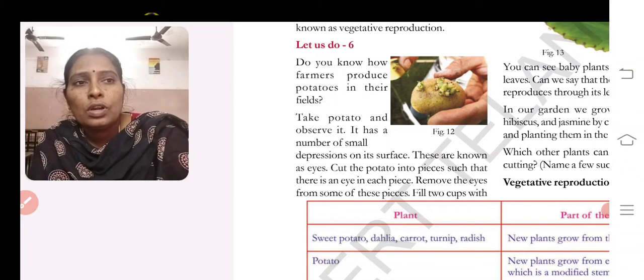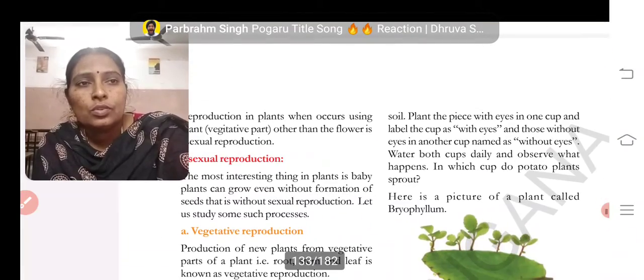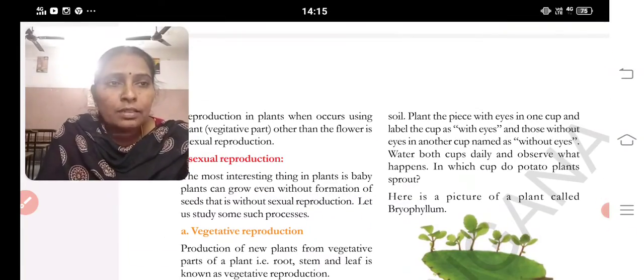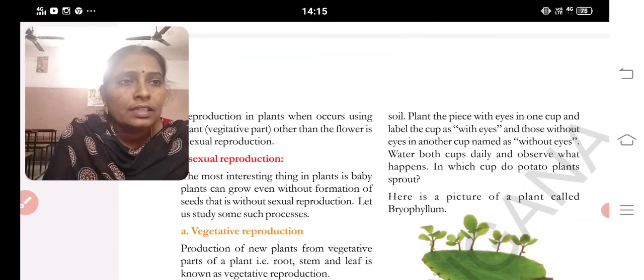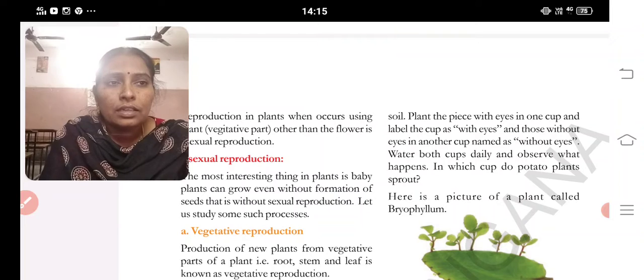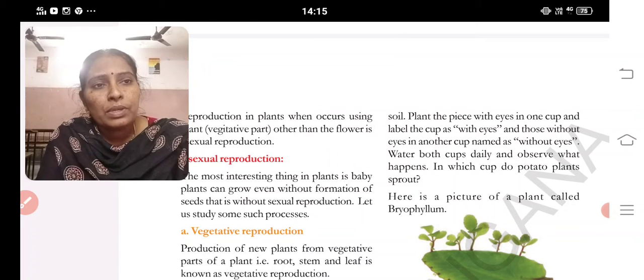Fill 2 cups with soil. Plant the piece with the eye in 1 cup and label the cup with eyes, and the pieces without eyes in another cup named without eyes. Water both the cups daily and observe what happens. In which cup do potato plants sprout?